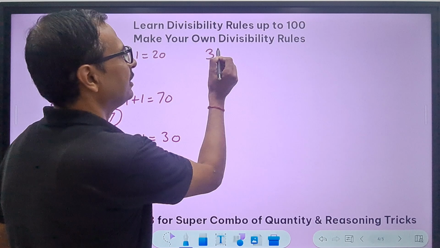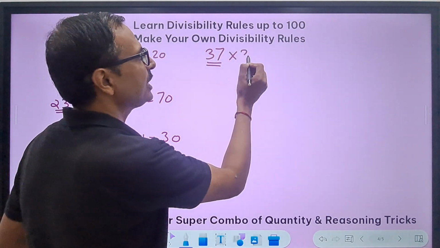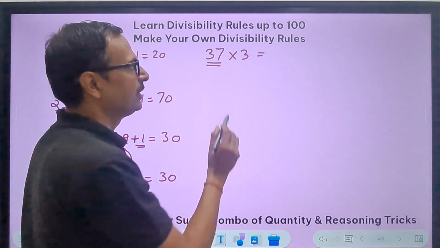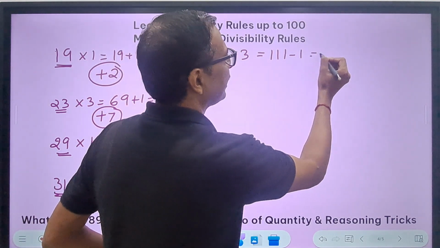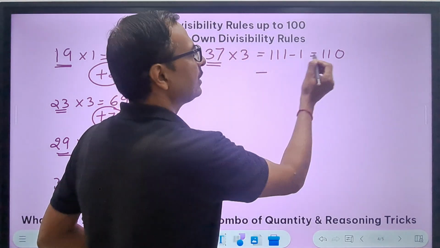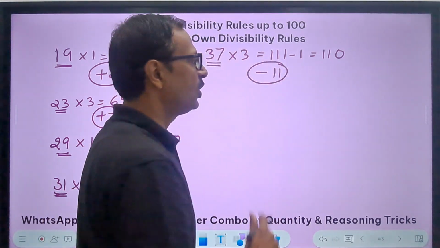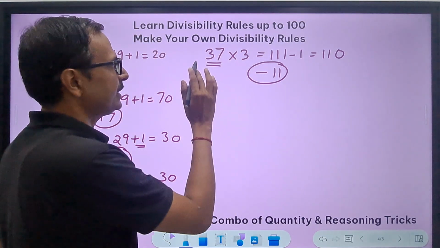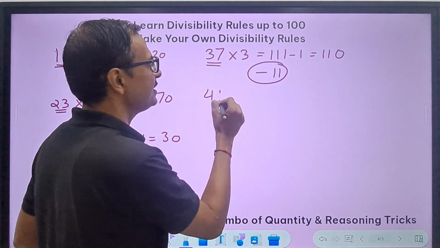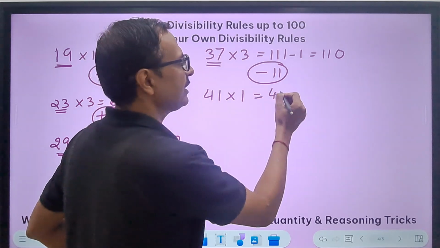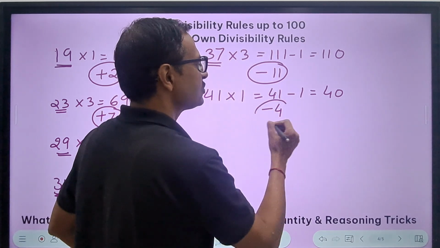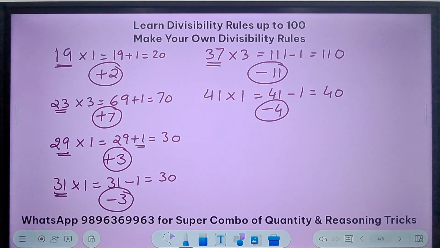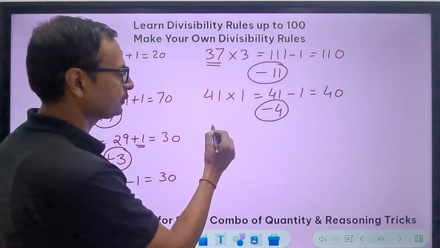Let's do 37. What will be the oscillator for 37? I will do 3 times, because I will get a 1 at the end, right? 111. So subtract 1, you get 110. So negative oscillator and 11 tens. So negative 11 is the oscillator for 37. 39 is not prime. 41, very easy again because 1 times is 41, minus 1 is 40. So negative oscillator with the 4 tens, so minus 4. See, the oscillator differs for every number. Every prime number has a different oscillator. We can do 43.